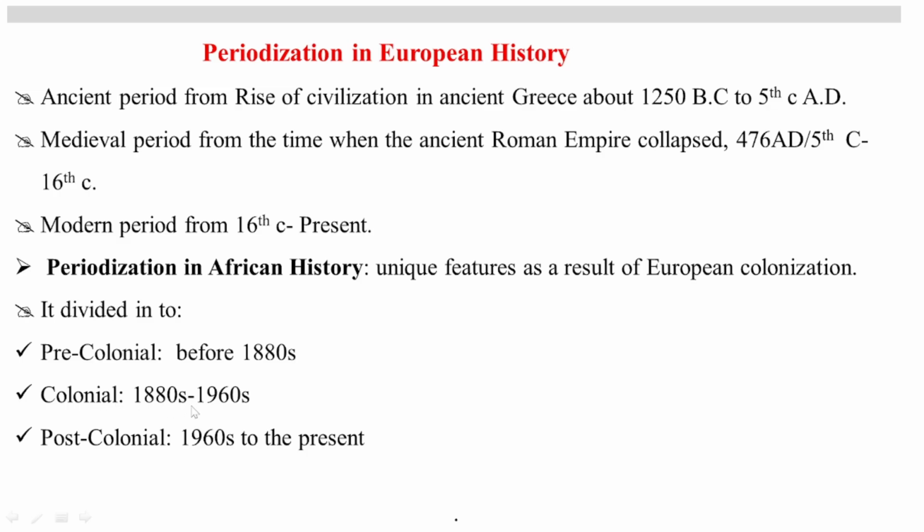From the 1880s up to the 1960s. The last one, the post-colonial period, from the 1960s to the present. This is periodization in African history.